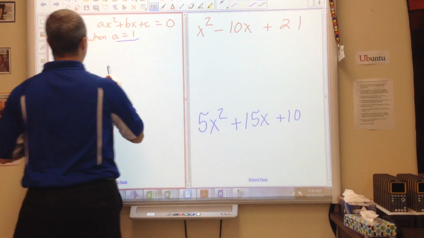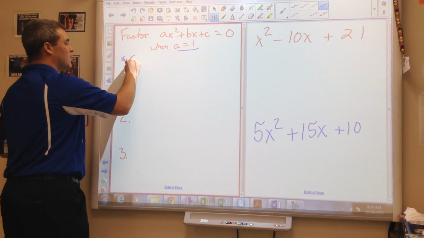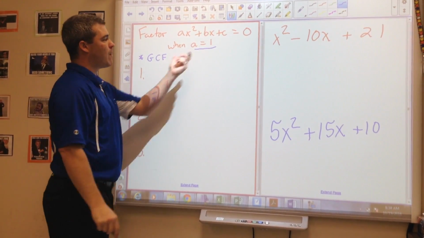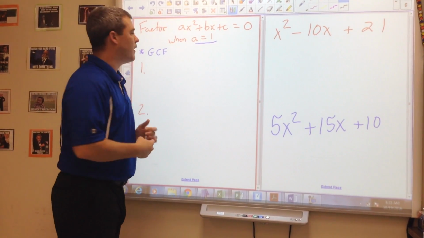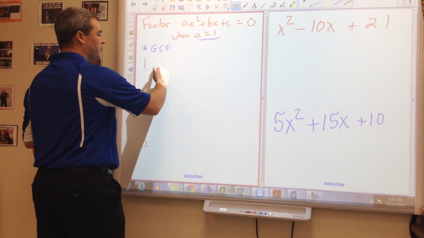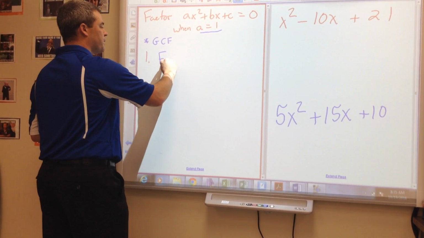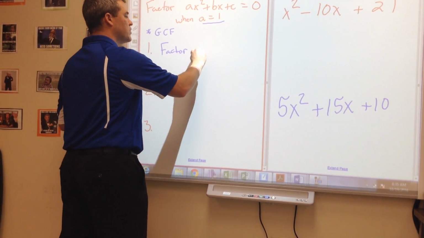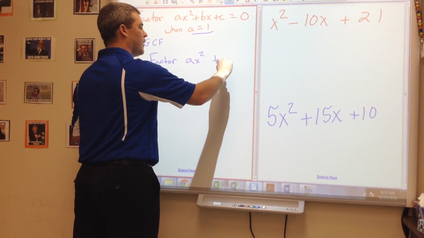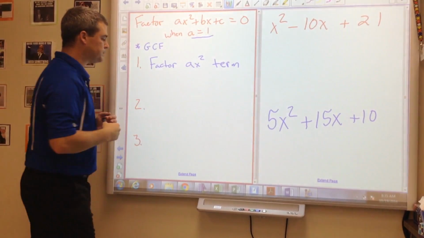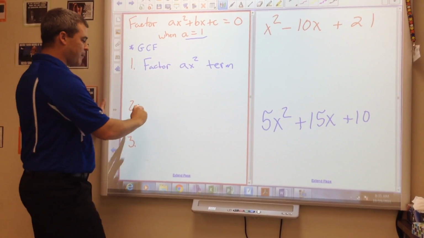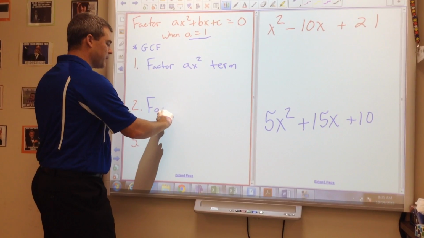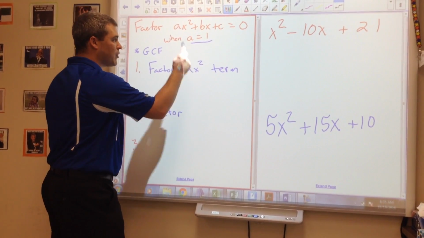So normally we begin any factoring question by looking for a GCF. However, if a equals 1, there won't be any GCF. So the first step is to always factor our first term, which in this case is our ax squared term. The second step, and this is where most people tend to make their mistake, is factor your constant.